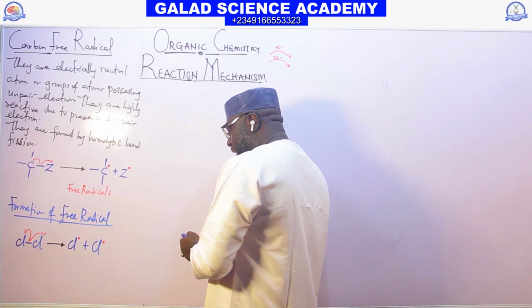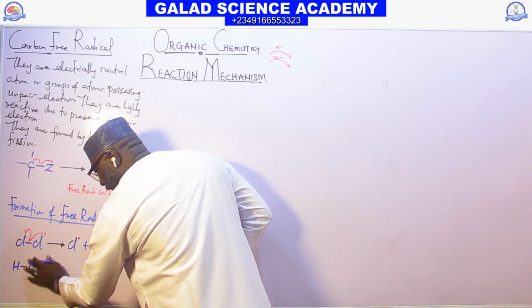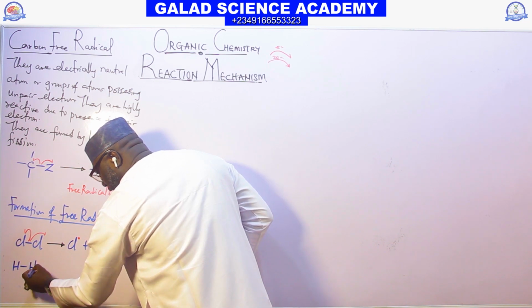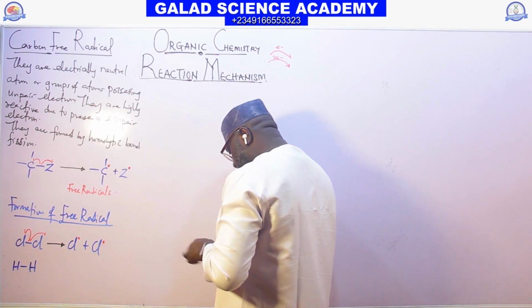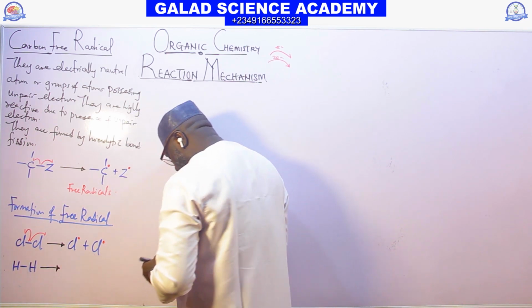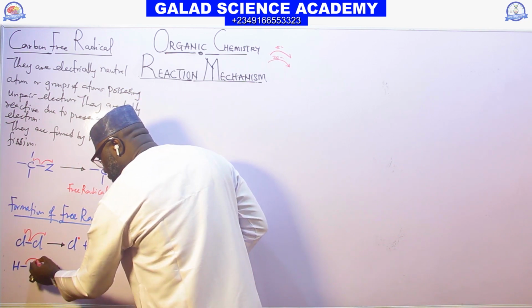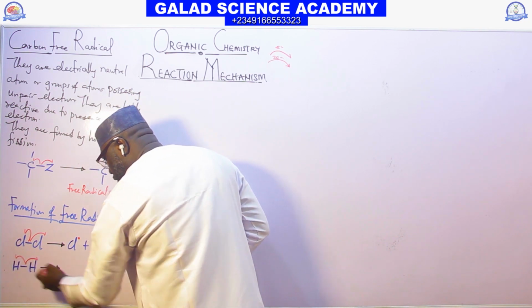And we can also have hydrogen and another hydrogen molecule. If the two undergo homolytic fission like this, the half bond will come to this side, the half bond will go to this side.